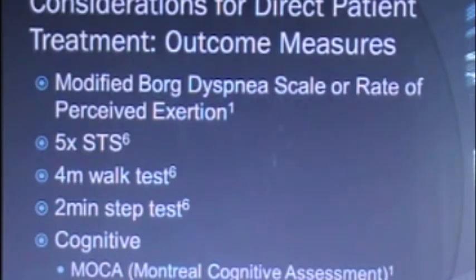So when considering direct patient treatment, there are some outcome measures that the research has shown has been helpful. The modified Borg dyspnea scale, or rate of perceived exertion, is the patient's subjective report of their work of breathing that they rate on a numerical scale from 1 to 10. And this can help patients build a model for measurement of their breathlessness, and it gives us as clinicians a way to document it.